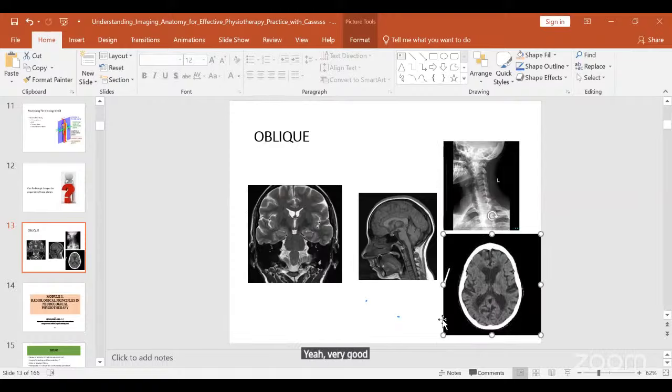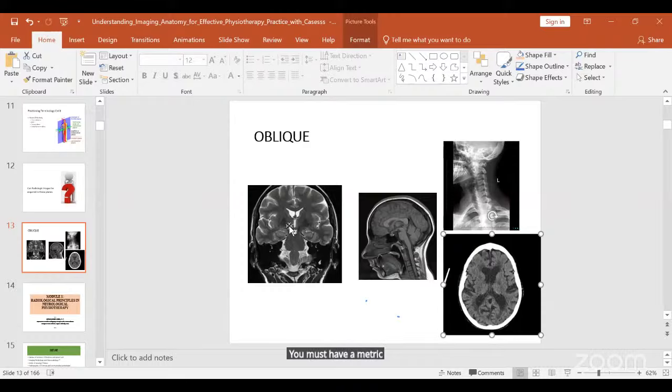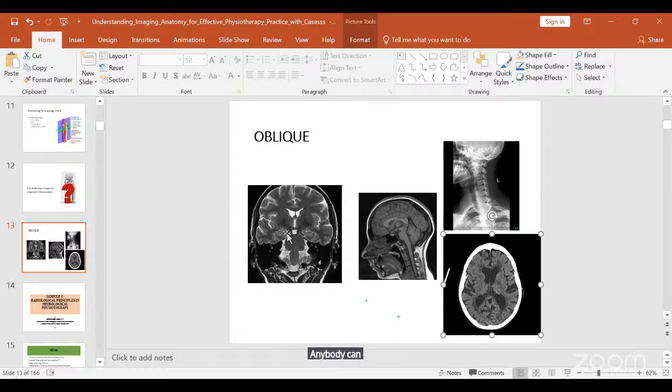So for us, as scientists, it is not just to say it. You must have a metric, what we use to be able to identify that this is a coronal view, this is a sagittal view, this is a transverse or axial view. Can anybody show me what made you agree that this is a sagittal view, this is an axial, the coronal view?